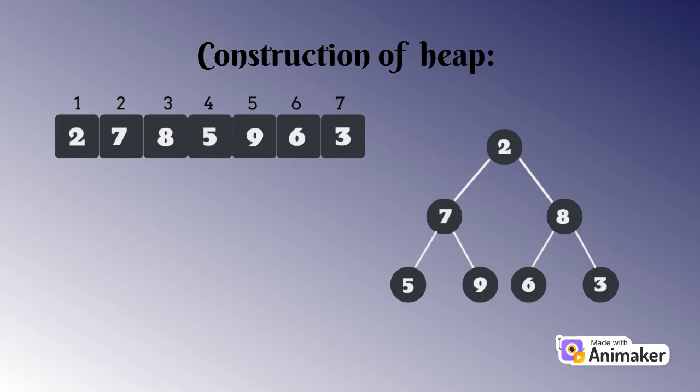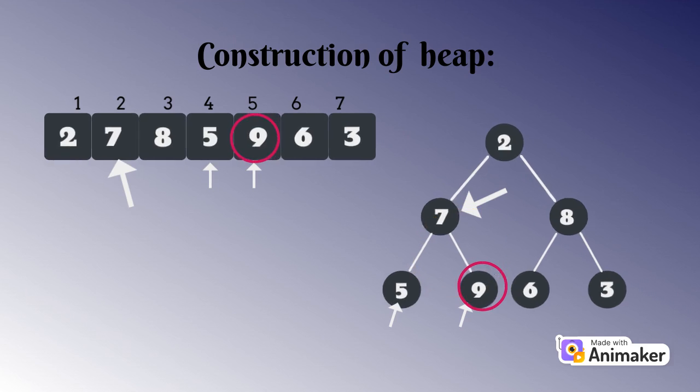Proceed to next iteration. Decrement the value of k. Now k becomes equal to 2. Compare the second element with its children. Repeat the steps. Find the greater among the children, and interchange it with the parent node.